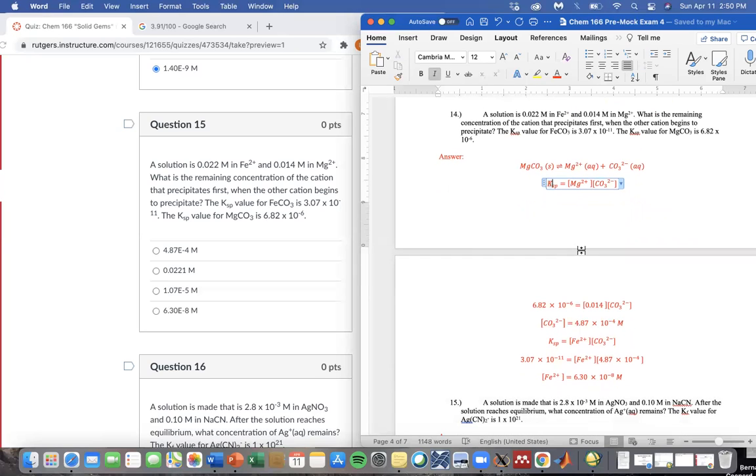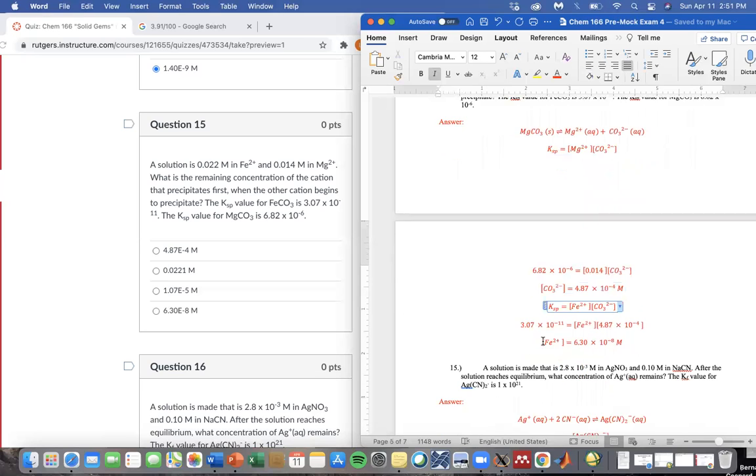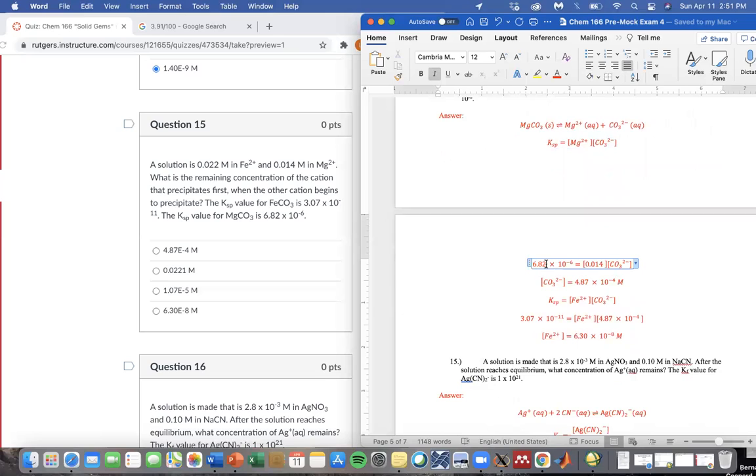And so you have your K value as 6.82 times 10 to the negative 6 for MgCO3, and you're given the concentration of Mg2+ in the problem. So we can solve for the concentration of CO3 2- that would be necessary for Mg2+ to start precipitating out. And so we would just divide that KSP value by our concentration of Mg2+ in order to get an overall concentration of CO3 2- as 4.87 times 10 to the negative 4th molar.